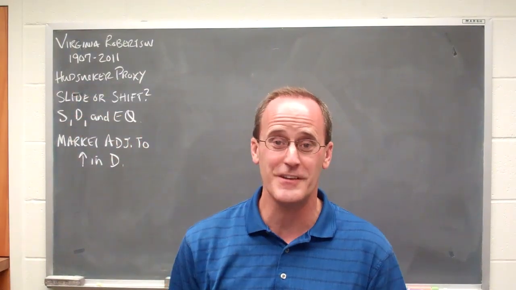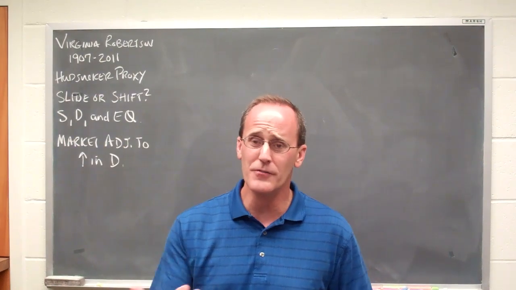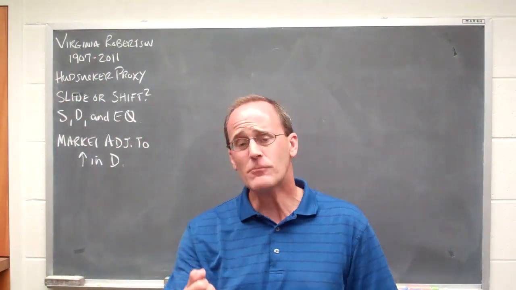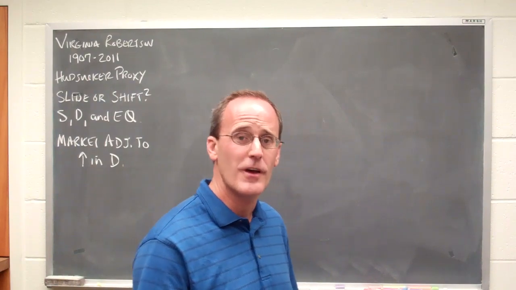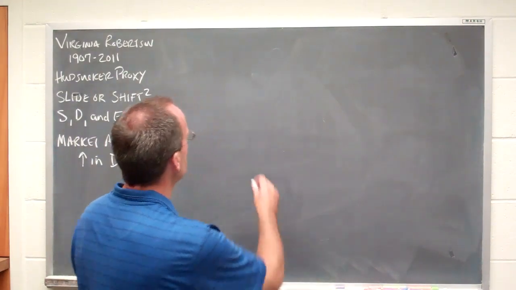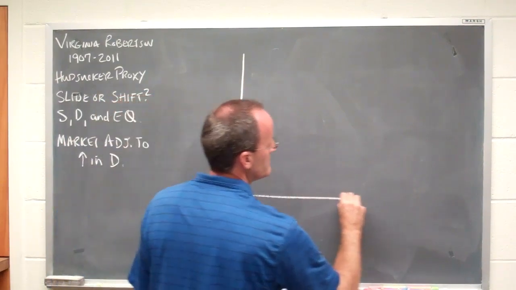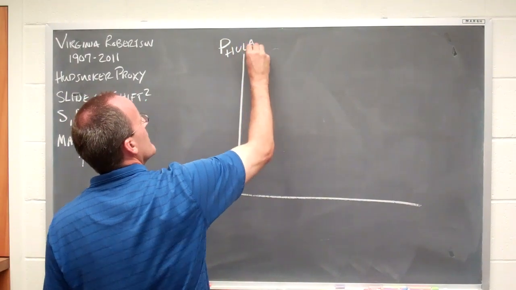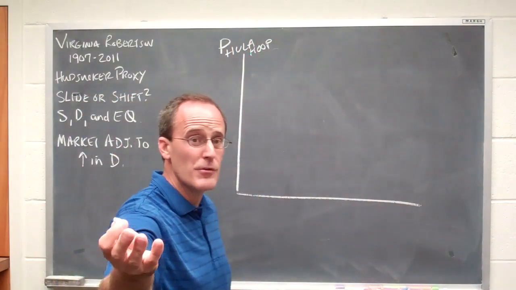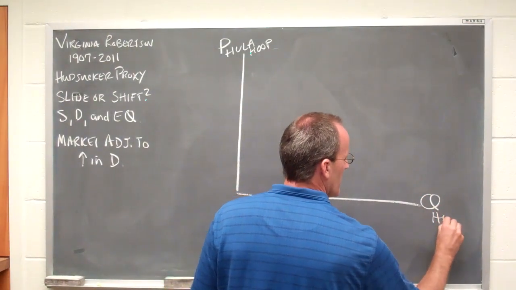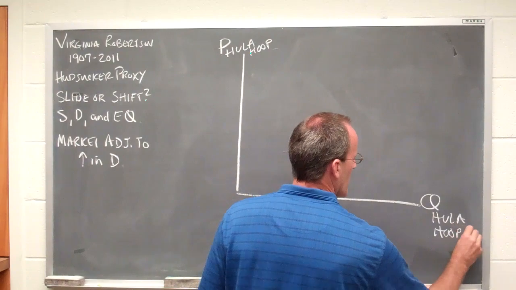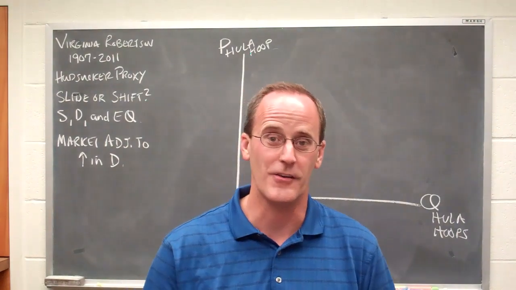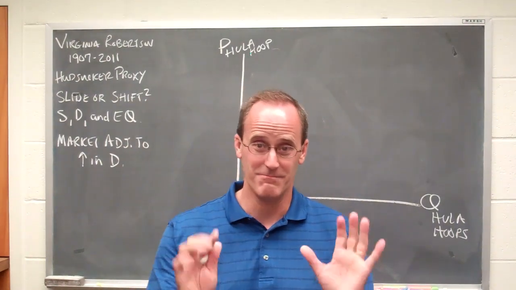All right, now, it's a very interesting clip about the advent of the hula hoop craze. So what I'd like to do right now, since you've watched the clip, is show you how we can model the Hudsucker Proxy using supply and demand curves. So here we go. There's a price for the hula hoop, and there'd be the number of hula hoops sold. We always put the price here, put the quantity here, because price and quantity are part of the definitions of demand and supply.